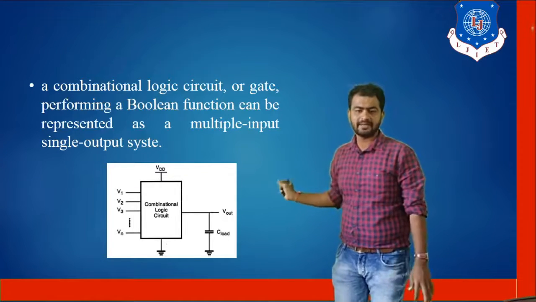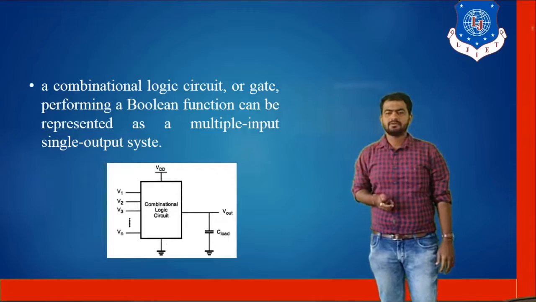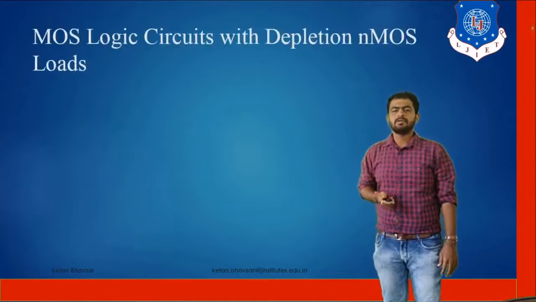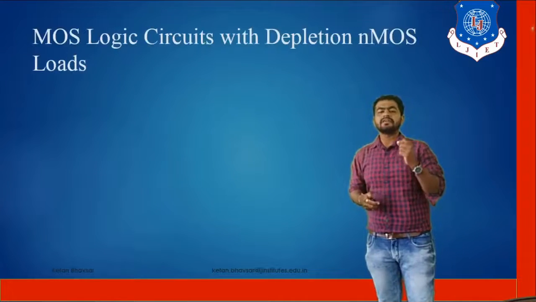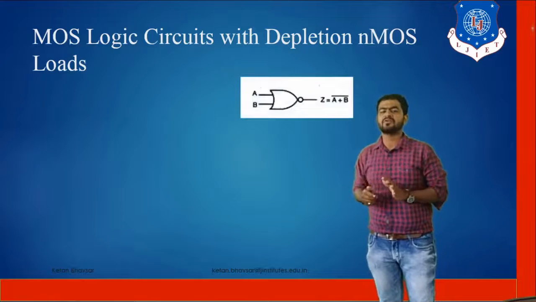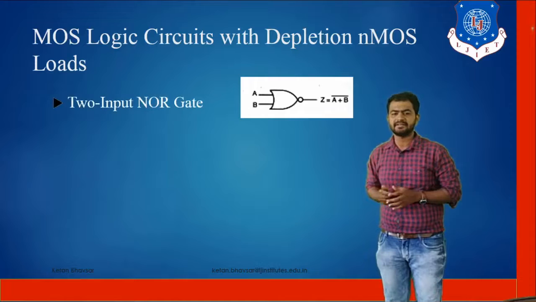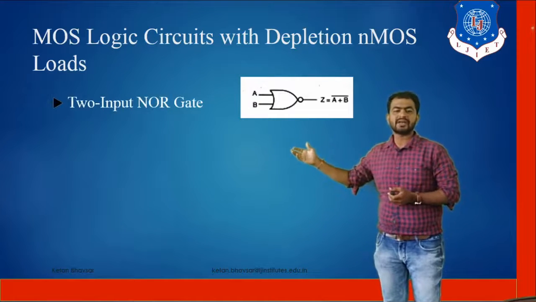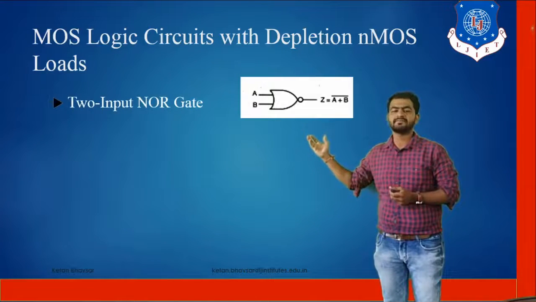So I hope you are getting the idea. Now, MOS logic circuit with depletion NMOS load configuration. As you can see, right now we are focusing simply on a NOR gate. You can see there is a two input NOR gate. These are the symbols of the NOR gate.